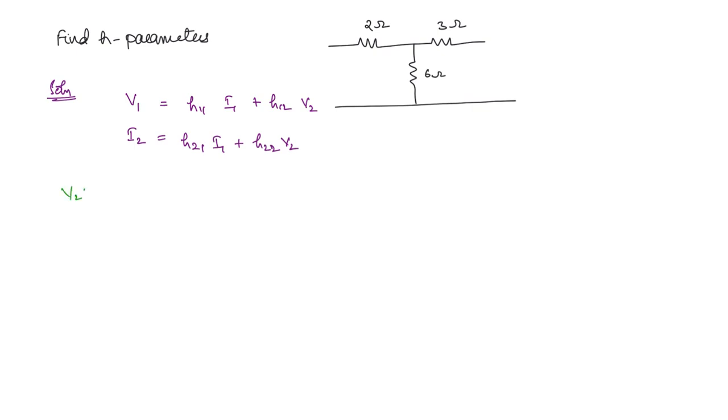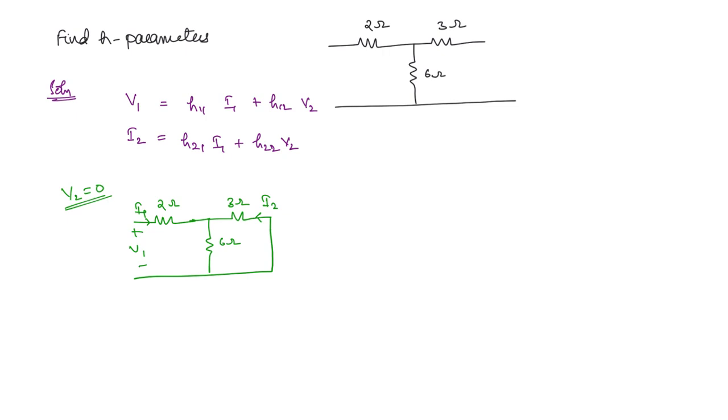First what we will do, we will take V2 equal to 0. Okay. Then what will be the condition? 2 ohms will come here, 6 ohms, this is 3 ohms and this is short circuit. I2 will be flowing here, right? So this is 3 ohms, 6 ohms, this is V1 and this is I1.